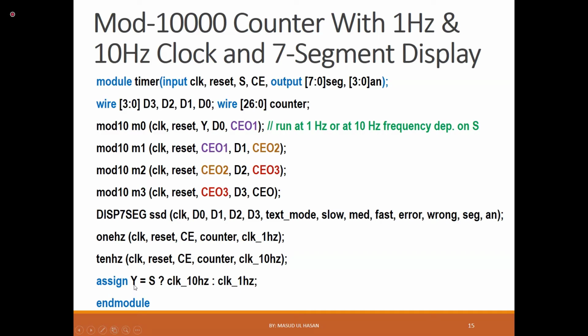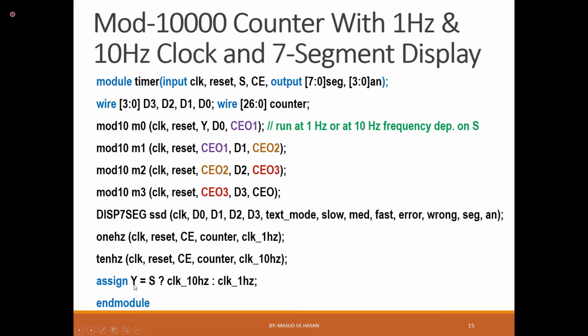When instead of 1 Hz, we operate our counter at 10 Hz speed, how much time will it take to go from 000 to 5959? And the second part of this question: how much time will it take if we operate our timer at a speed of 100 Hz, from 000 to 5959? So you have to answer this question.